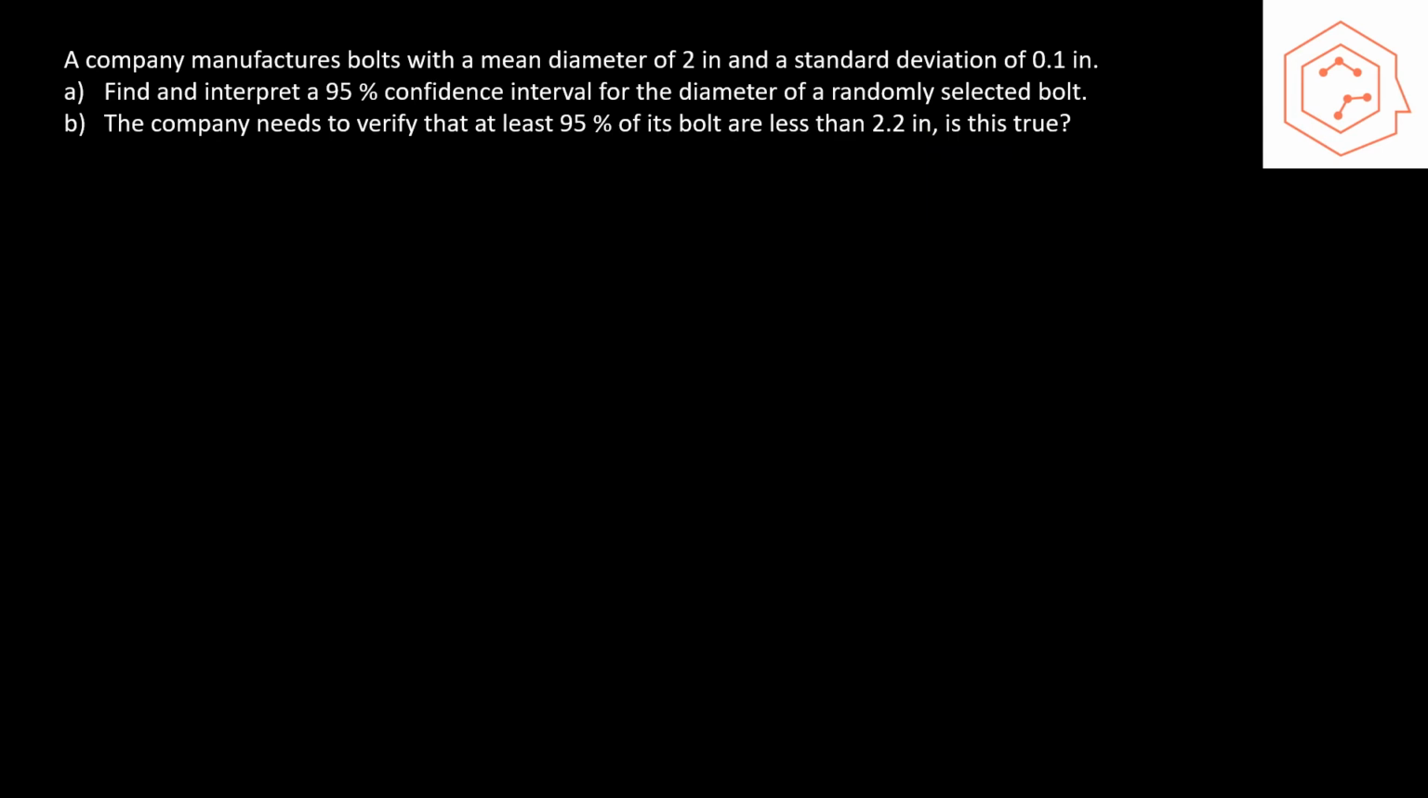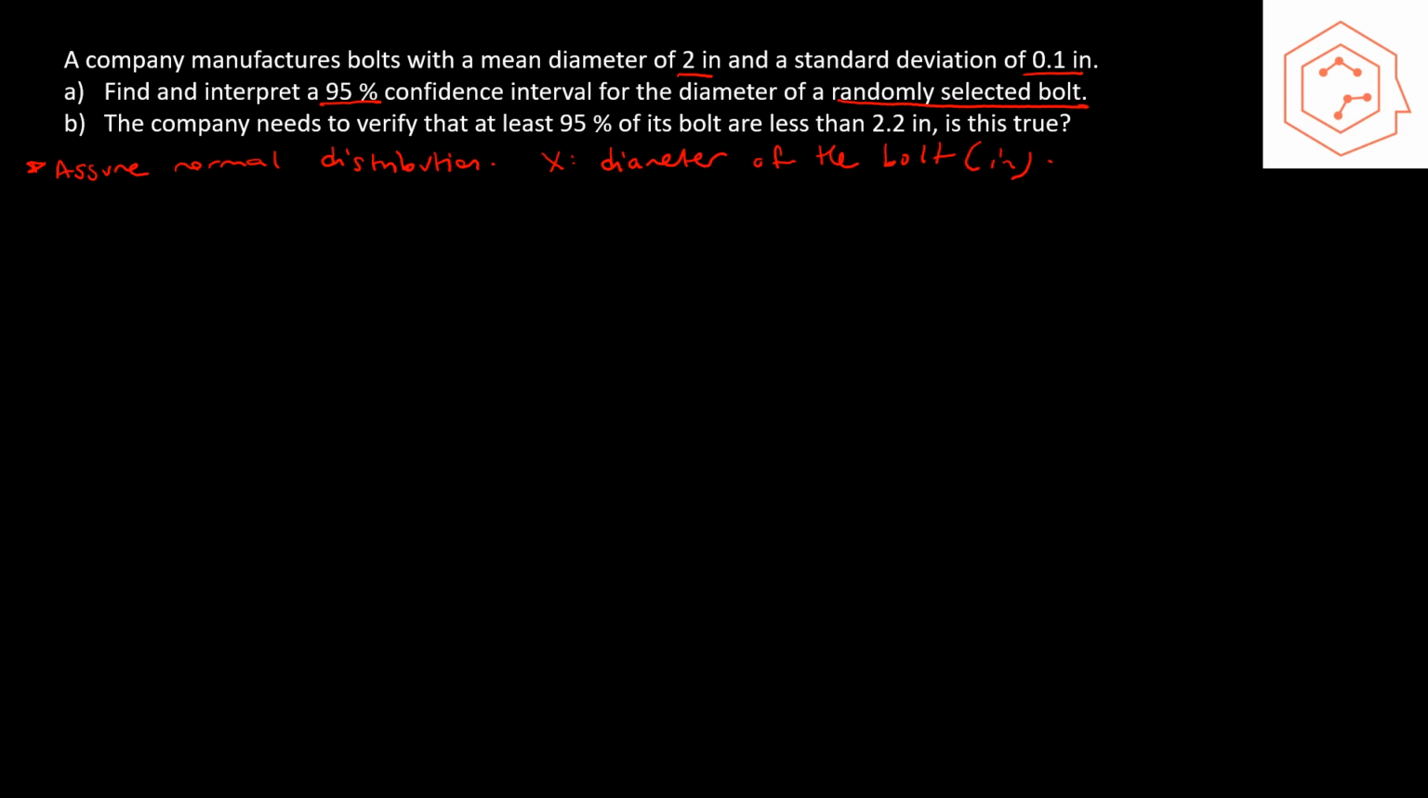So here's an example that will hopefully clarify things. We have a company that manufactures bolts with a mean diameter of 2 inches and a standard deviation of 0.1 inches. And part A of the question asks us to find and interpret a 95% confidence interval for the diameter of a randomly selected bolt. So first of all, we're going to assume that the data is normally distributed so that we can actually solve the question with our theory behind confidence intervals. Then we're going to say that x is the diameter of the bolt in inches.